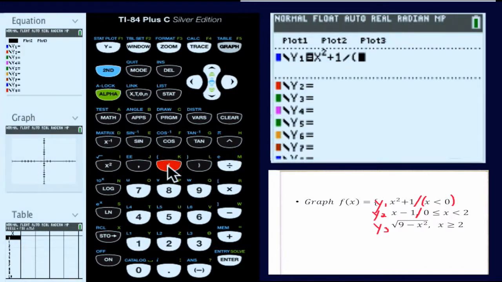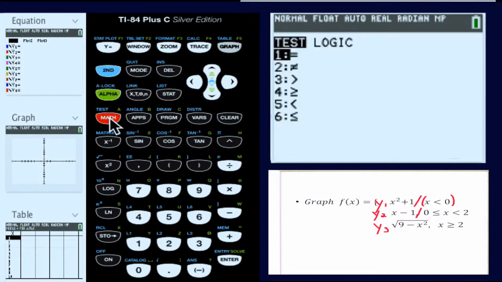Now our domain restriction is x is less than 0. So we type in x, which is right next to the alpha button. The less than button is on the math button, but it's the second function, the test menu. Notice it's in blue, so we have to press the second function, which is blue. So second and math, and we get to the test menu. Notice that you have all these choices: equals, not equals, greater than or equal to, and so on. We're going to choose less than, which is number 5.